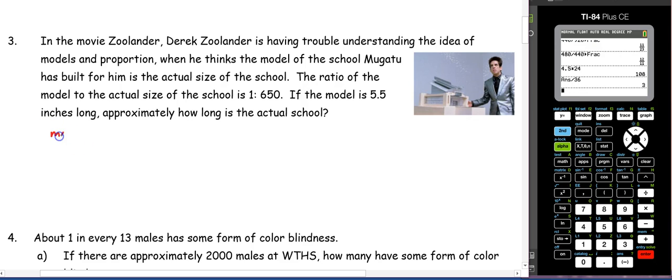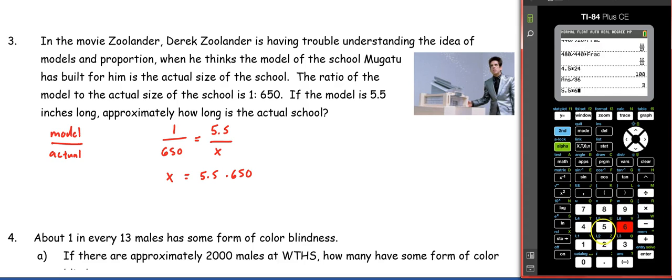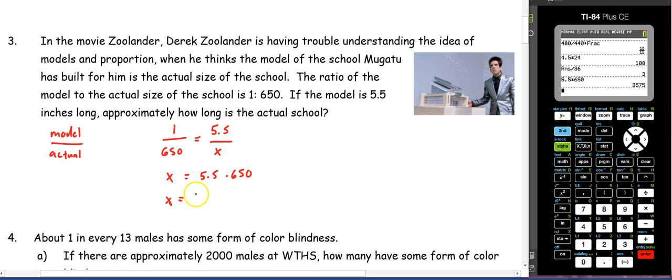So we are comparing the model to the actual. So we have 1 over 650 equals 5.5 over x, because we're looking for how long the actual building is. So when we cross multiply, we get x equals 5.5 times 650. So 5.5 times 650, we get x equals 3,575 inches.